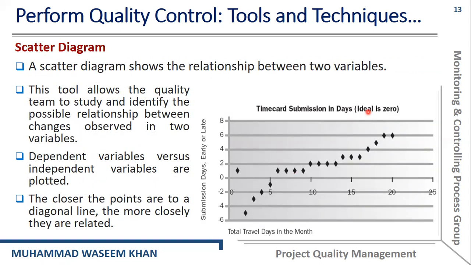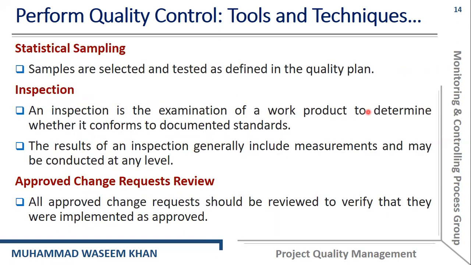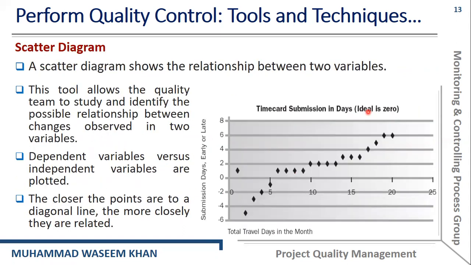Okay, and the last one is the scatter diagram. A scatter diagram shows the relationship between two different variables. This tool allows the quality team to study and identify the possible relationship between the changes observed in two variables. Dependent variables versus independent variables are usually plotted on this graph. The closer the points are to the diagonal line, the more closely they are related.